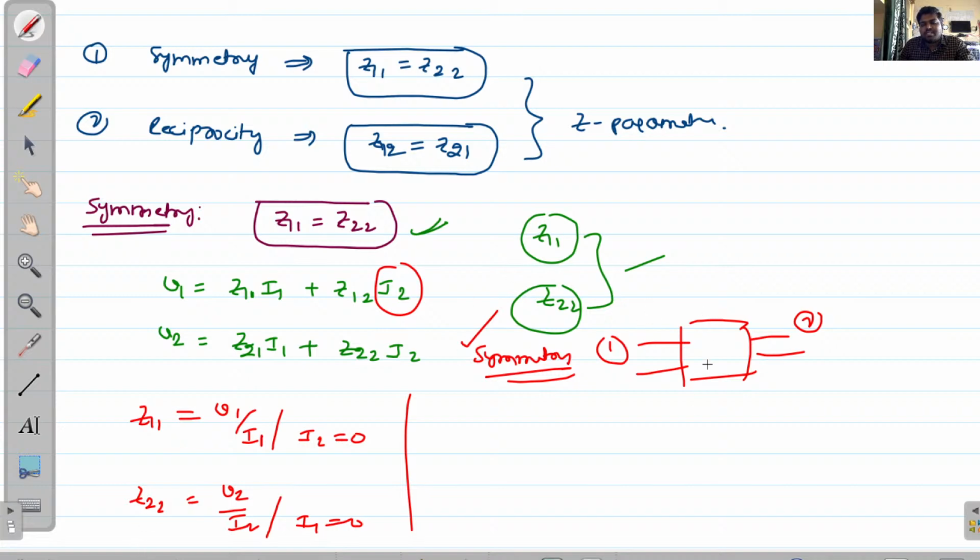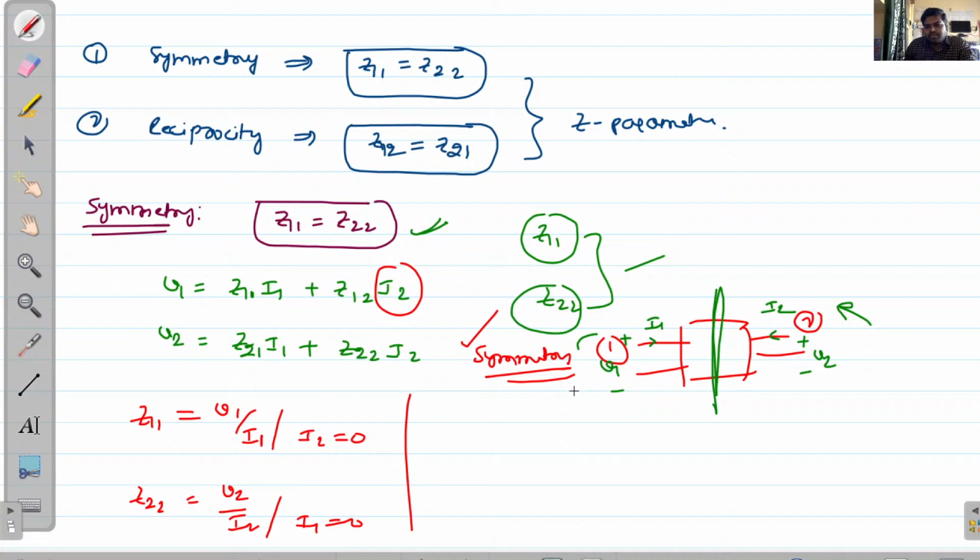Otherwise, if you divide this entire network into two equal halves, so that one half is the mirror image of the second half, then it is called symmetry. These are the definitions. For example, here I am taking V1 and I1, and in port 2 I am taking V2 and I2. If I observe from both ends, port 1 and port 2, and both are the same, then the network is symmetrical.